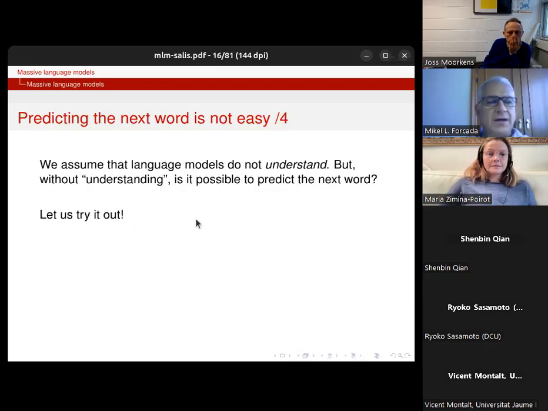But okay, I think it's fair for us to assume language models do not understand. I would like to think hard about this and try to make sense of it, and this will be the point of this talk. So models don't understand, but they do things which are very clever. Without understanding, is it possible to predict the next word? So I'll run you through an experiment, and we'll try this out. We have this sentence, for which we will have to predict the next word.